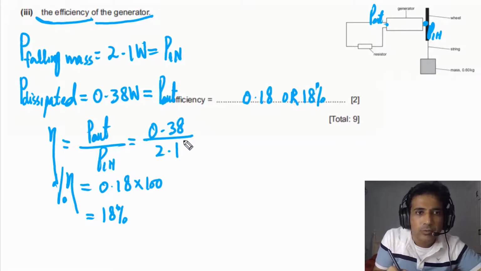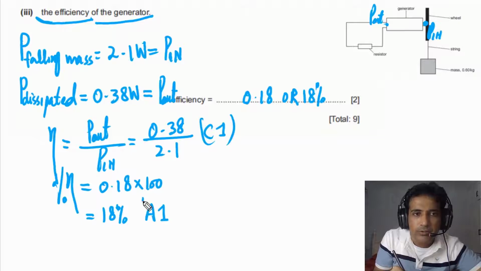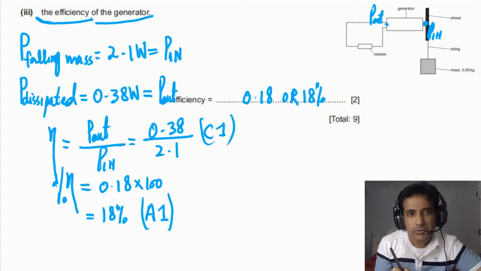The first mark you will get if you have used this formula for efficiency, and that is C mark. Then the last one is the answer mark if you have calculated correct value of efficiency. So this is how marks will be awarded for this question.